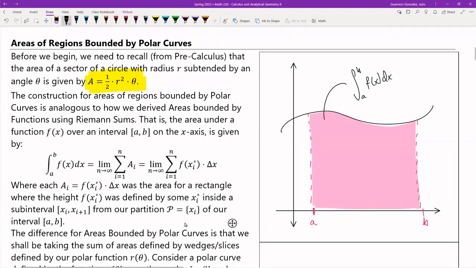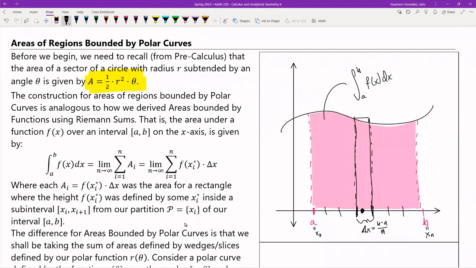The way that we did it was this. We grabbed our interval from a to b and started slicing it up. This was going to be our x naught, and this was going to be our x n. We ended up getting small little rectangles. Each one of these rectangles was delta x wide, which was b minus a divided by n. We divided it up into specific slices of specific widths, and those widths were these delta x's.